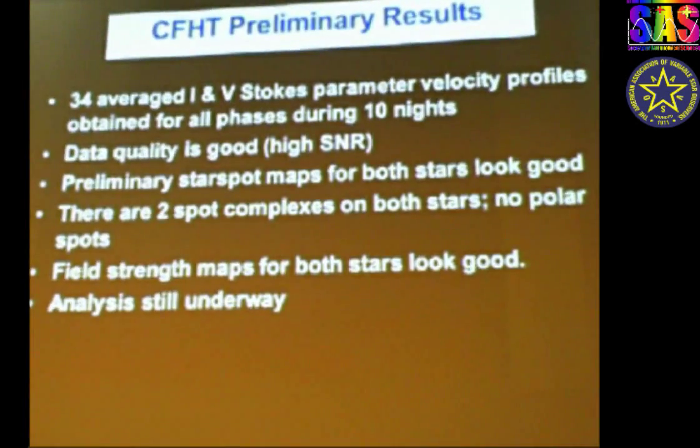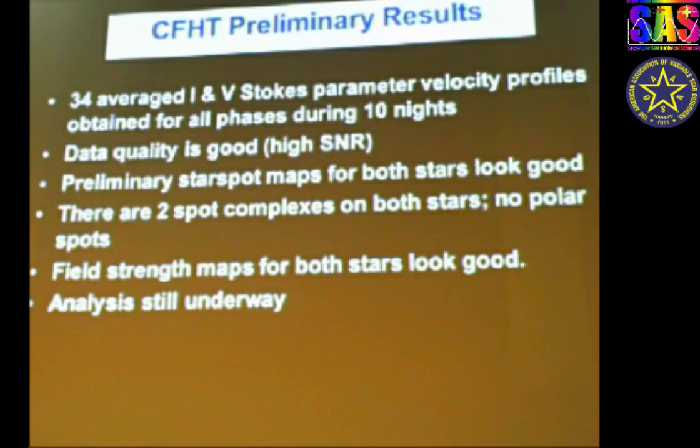Well, Dr. Hebb has not had a chance to completely categorize and analyze the data that she took, nor has she had a chance to interleave it with the data that we took. But during that time, she was able to pick up 34 average ion V-Stokes velocity profiles. She had a very high signal-to-noise ratio on her measurements, so she feels pretty confident. She has some strong data.